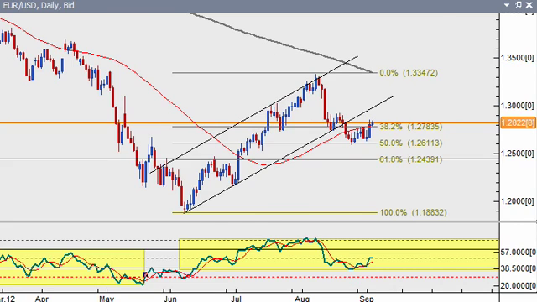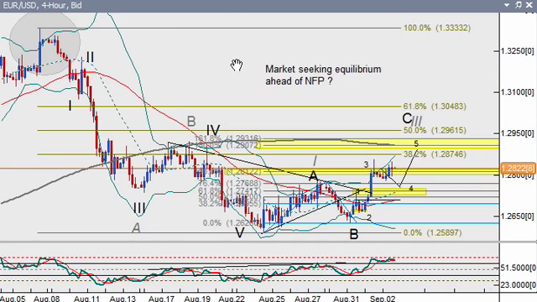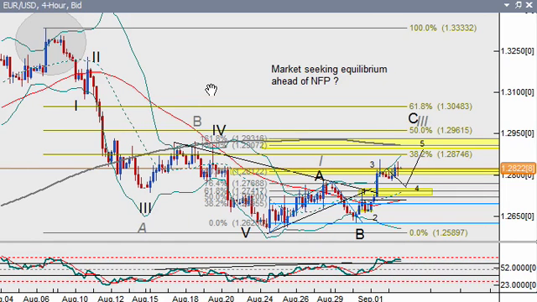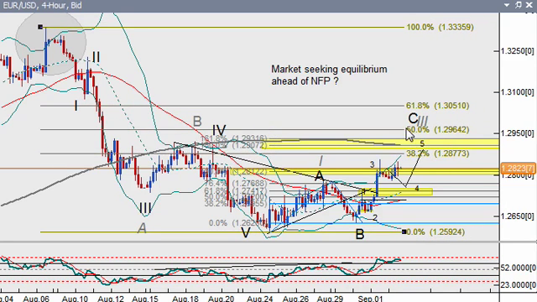So there is a bullish bias still in the intermediate term. Now let's switch over to the 4-hour time frame. We see a couple of counts here. I'll get into it in a second, but mainly we see a possible 50% correction ahead of the non-farm payroll, because that's a logical place. If the market is to be seeking equilibrium ahead of the release, the 50% would be a logical place. It's also an area of resistance for this previous consolidation.